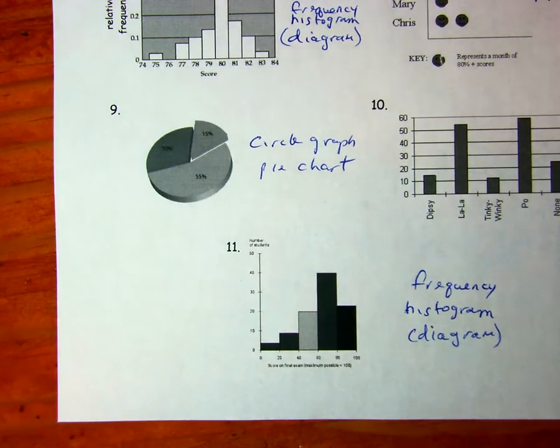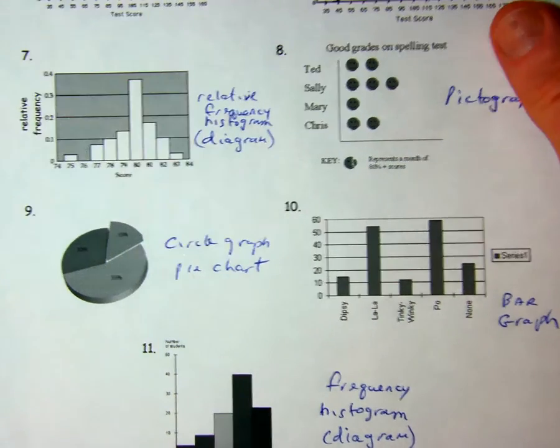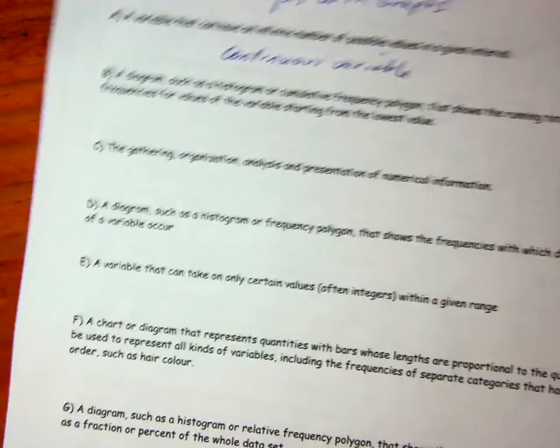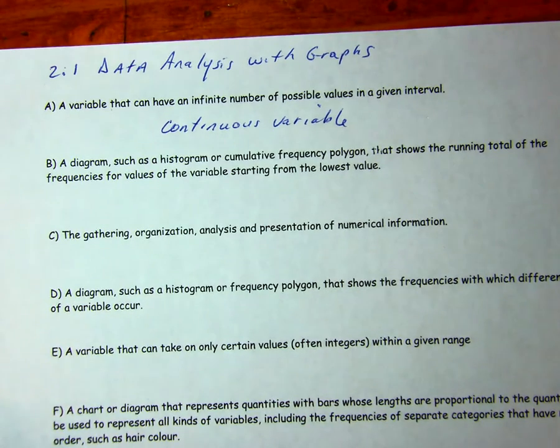All right, so that's that first page. Pretty straightforward. Can we go to the definitions page and just wrap that up? So we already said a variable that can have an infinite number of possible values is a continuous variable.